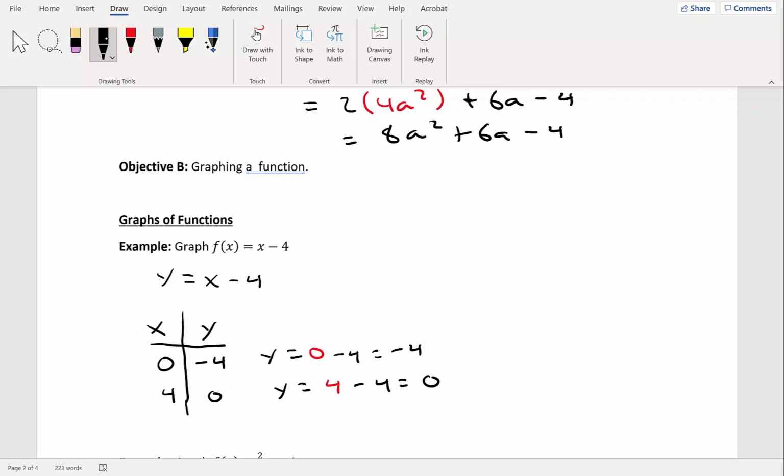And now since this is a linear function, we know it's linear because the exponent for our x right here is just 1, all I need is 2 points and I can graph it. So let's go ahead and plot these 2 points. Okay, so we have 0, negative 4, which is right over here, and then we have the point 4, 0. Connect them together, and we get our graph.